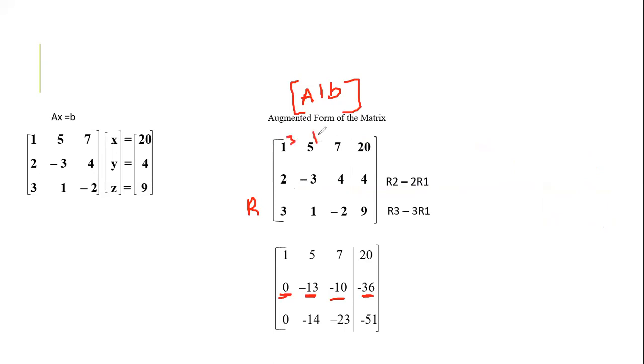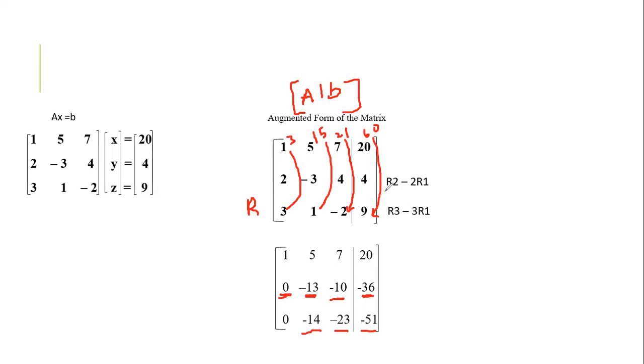5 times 3 is what? 15. 7 times 3 is what? 21. And then 20 times 3 is what? 60. Okay, so you go and subtract the 3 from here, from 3 here. You understand? So 3 minus 3 will be what? 0. Then 1 minus 15 will be what? Negative 14. Then negative 2 minus negative 21 will be what? Negative 23. Then 9 minus 60 will be equal to what? Negative 51. Okay, good. So this is the first operation.